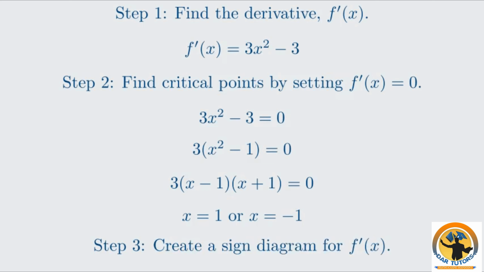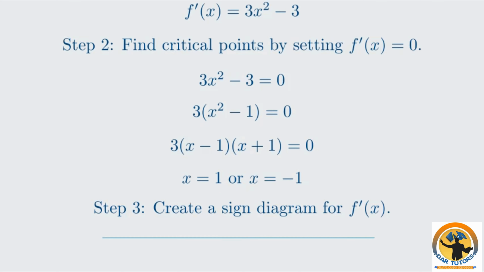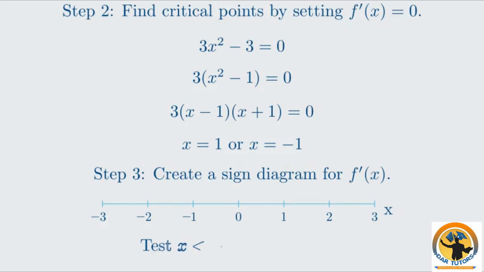These critical points divide the number line into 3 intervals: x less than negative 1, x between negative 1 and 1, and x greater than 1. We will test a value from each interval in the derivative to determine its sign. For the interval x less than negative 1, let's test x equals -2.